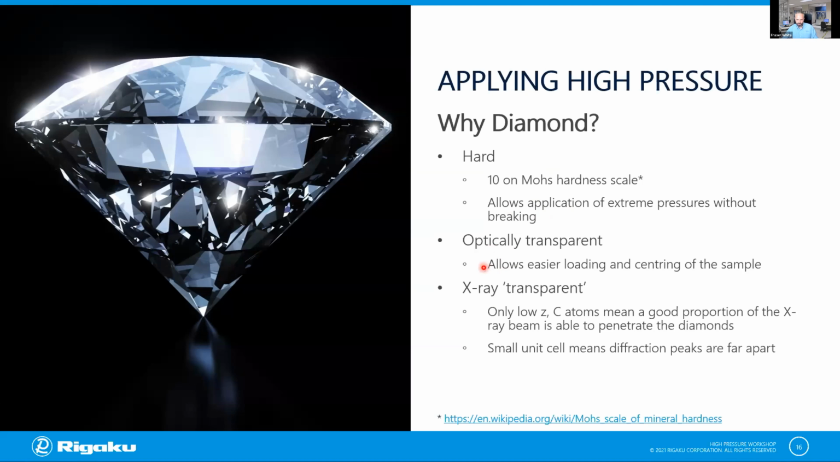And that also allows us to be able to measure the pressure using spectroscopic methods, for instance. And we want to be able to get the X-rays in and out of the sample space, so the sample chamber inside. And thankfully, because these diamonds are made of carbon and they have a small unit cell, they allow a lot of the X-ray beam to pass through.